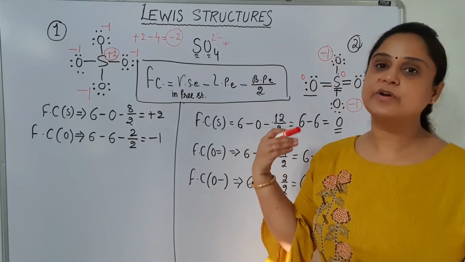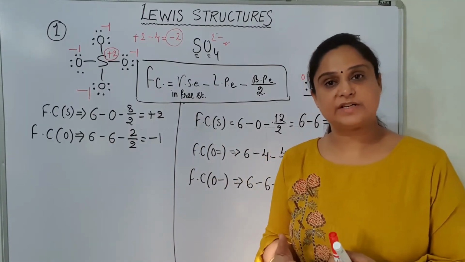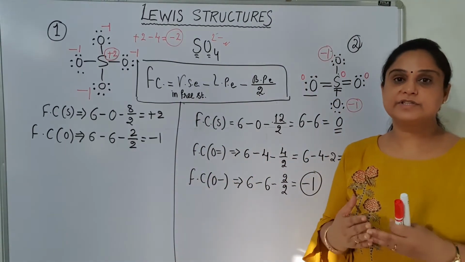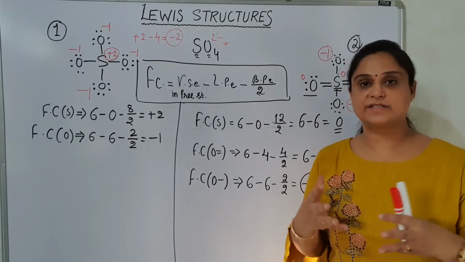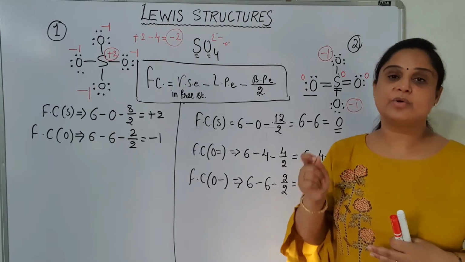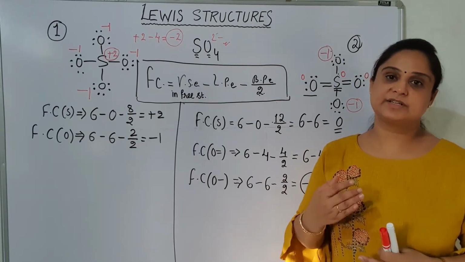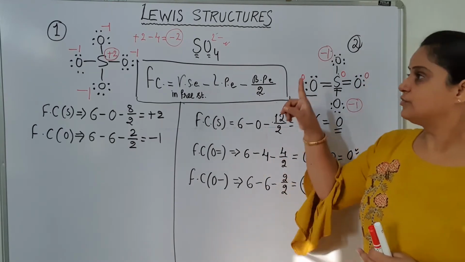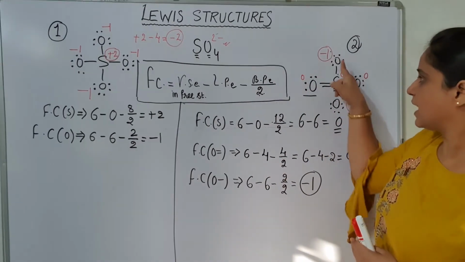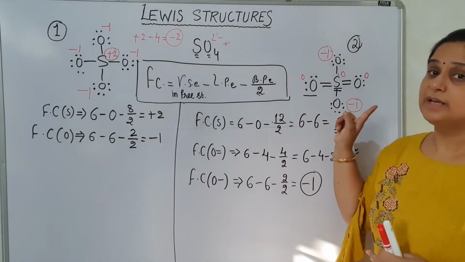Now we have to see which out of these two will be more stabilized. According to the formal charge concept, the structure which shows minimum charge distribution and which has minimum charge on the different atoms present in the structure, that structure is very stabilized. So we can see here that only 2 atoms are having minus 1 in this structure.